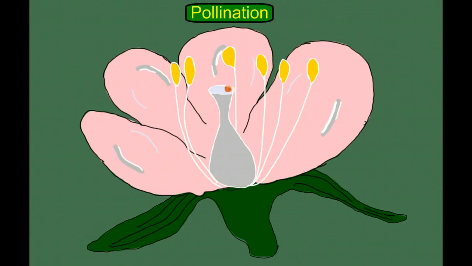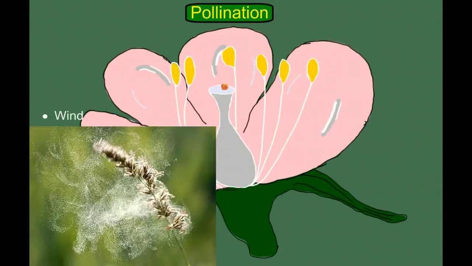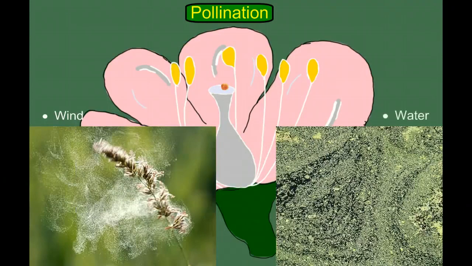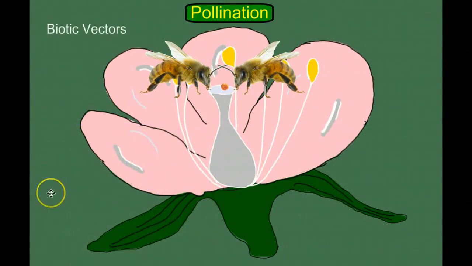Well, how can that happen? Well, wind, a lot of pollen is wind-borne, and even water. Water can move pollen. But what do we think about when we think about flowers and angiosperms? The thing that's unique and different between angiosperms and gymnosperms is the use of biotic vectors, which is a fancy way of saying pollinators, living things that move pollen from one plant to another.